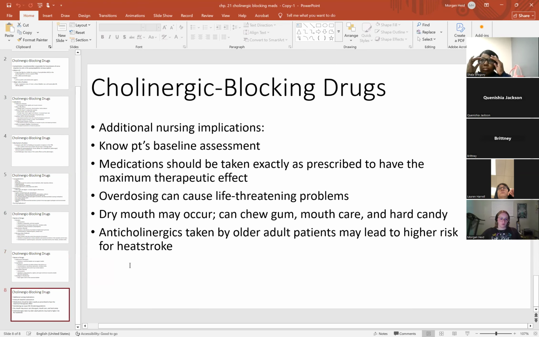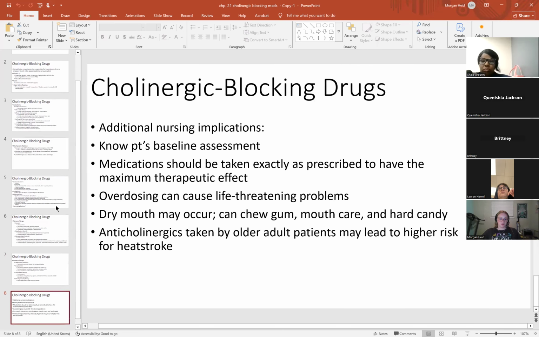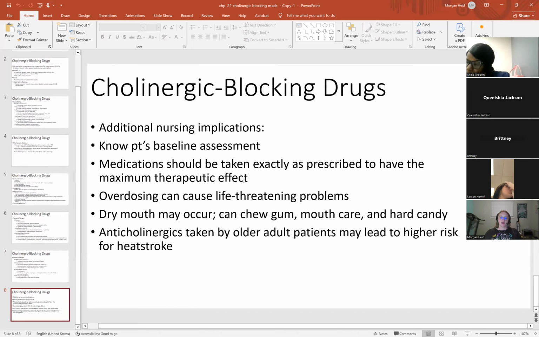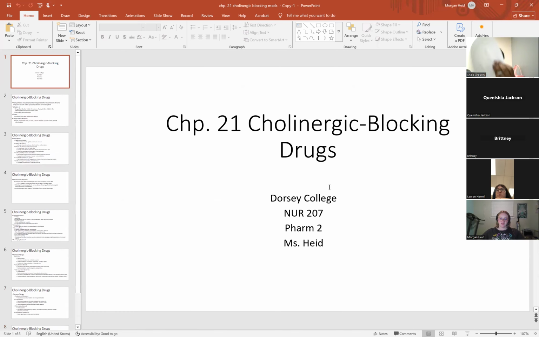Also, that's pretty much it for the drugs. Again, just read through these nursing implications. They're pretty straightforward. For time's sake, and basically that's it, unless anybody has any questions.